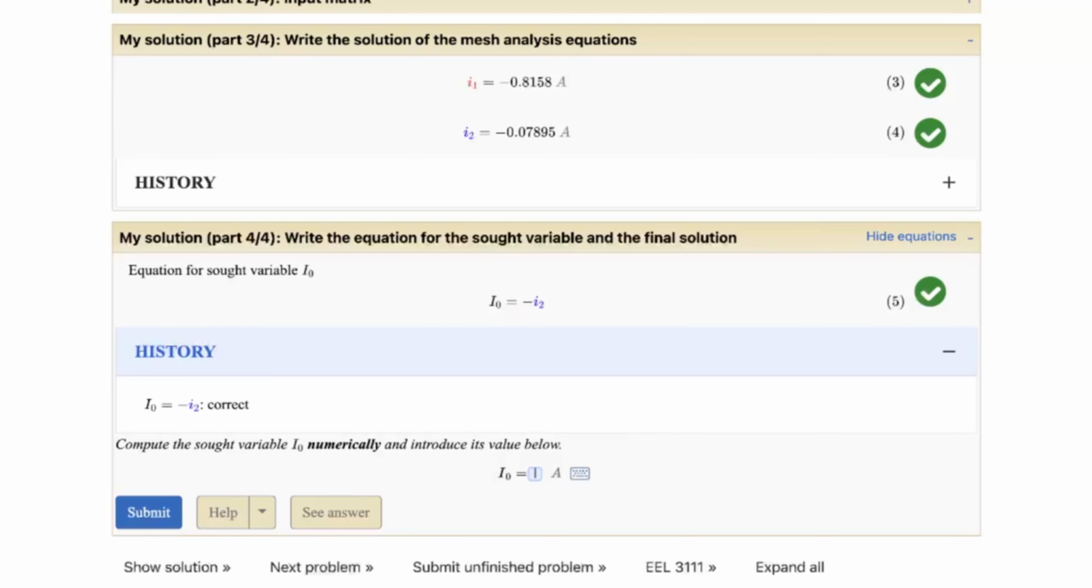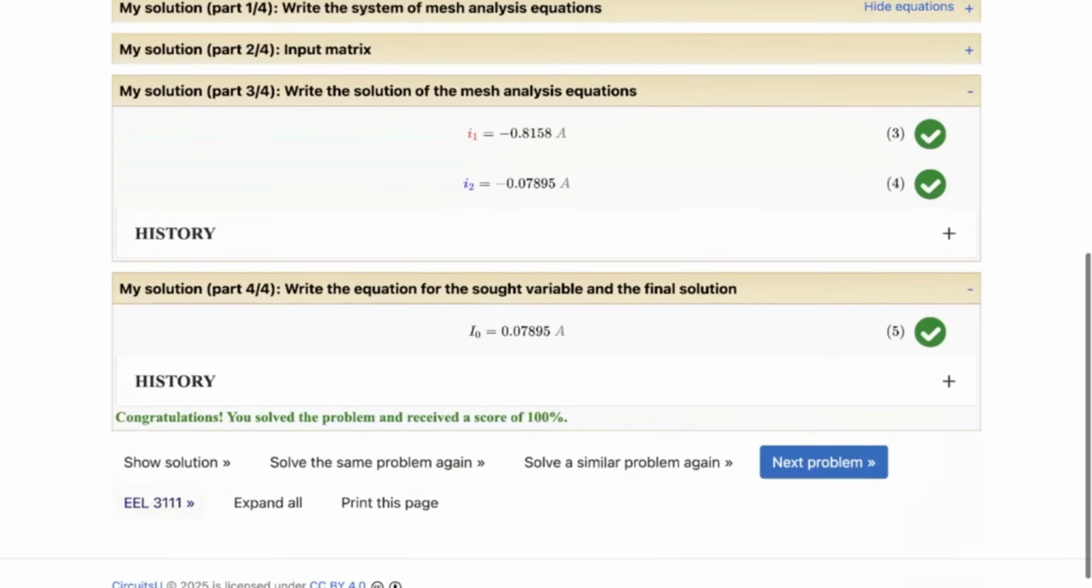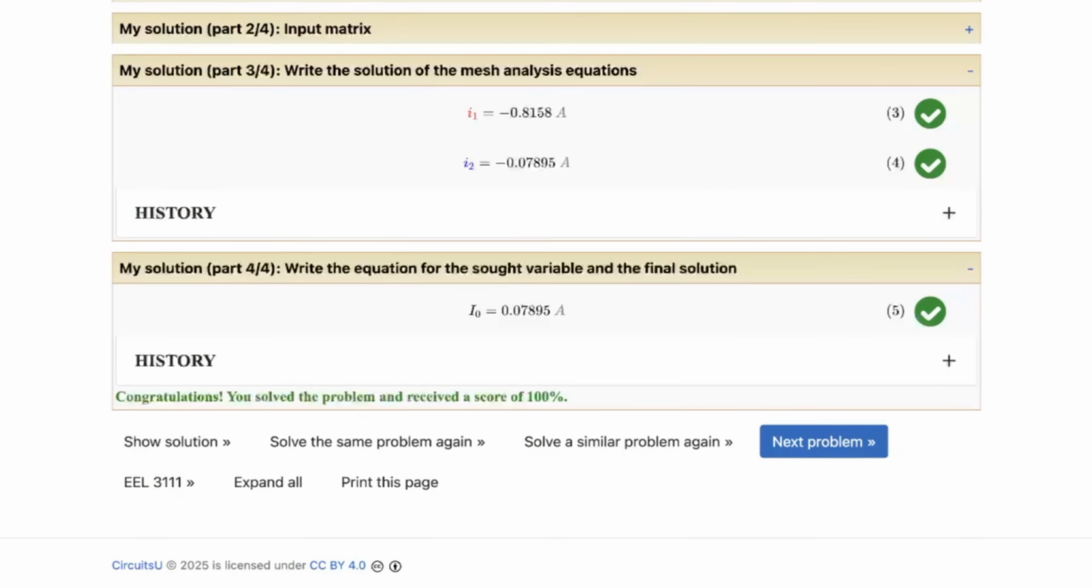And now we just put in that value. Negative I2 is going to be equal to positive 0.07895, as we can see up here. Let's click submit. Perfect. Thanks for watching, and I hope this helps.